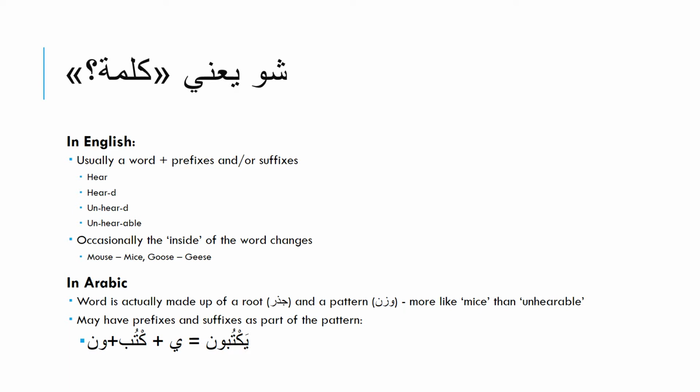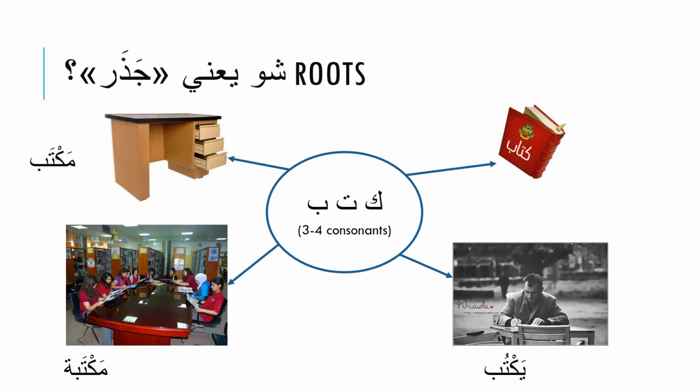Of course, we do know that Arabic has prefixes and suffixes. So the formal Arabic way of saying that they write is yaktubun. That ya part is a prefix, the un part is a suffix. Shu yani jadr. What is a root? Well, a root is 3 to 4 consonants, and they are just consonants.